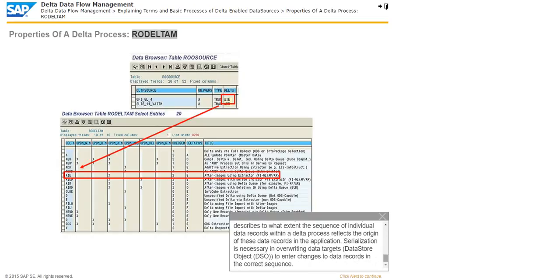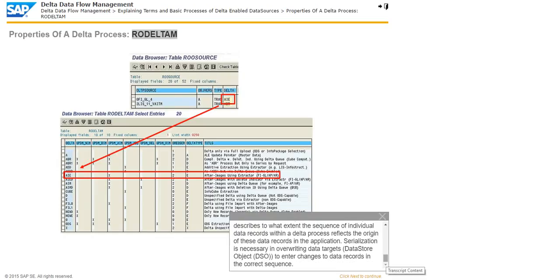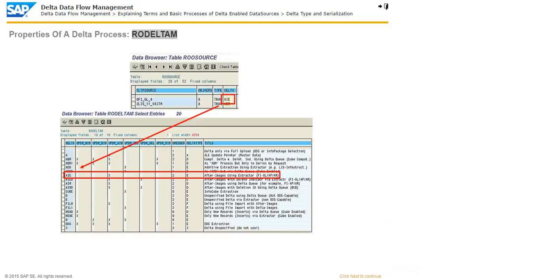The serialization field RODELTAM-DREQSER describes to what extent the sequence of individual data records within a delta process reflects the origin of these data records in the application. Serialization is necessary in overwriting data targets, data store objects or DSOs, to enter changes to data records in the correct sequence.